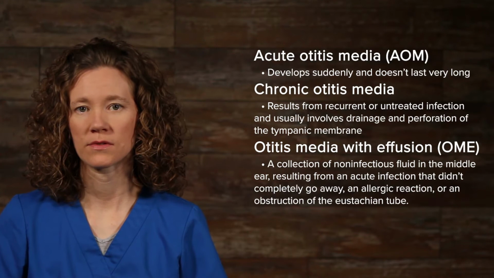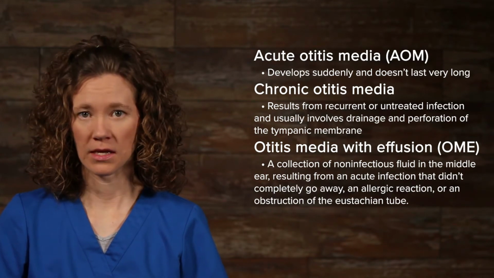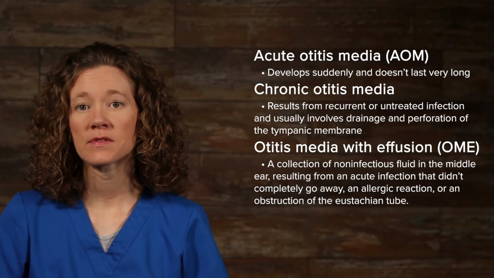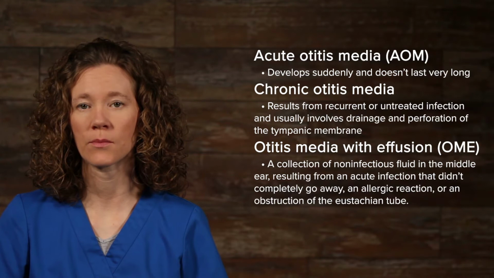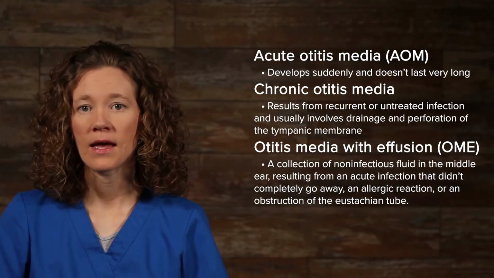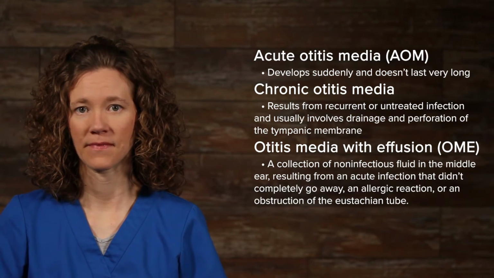Otitis media can occur at any age, but is most common between the ages of 3 months and 3 years old, due to the eustachian tube being more horizontal at this age. There are 3 types of otitis media: acute, chronic, and with effusion. Acute otitis media, or AOM, develops suddenly and doesn't last very long. Chronic otitis media results from recurrent or untreated infection and usually involves drainage and perforation of the tympanic membrane.